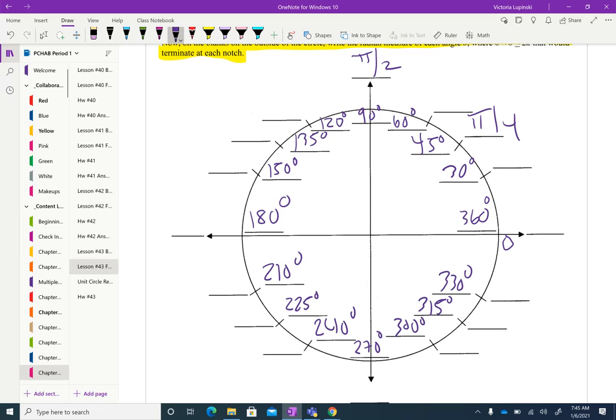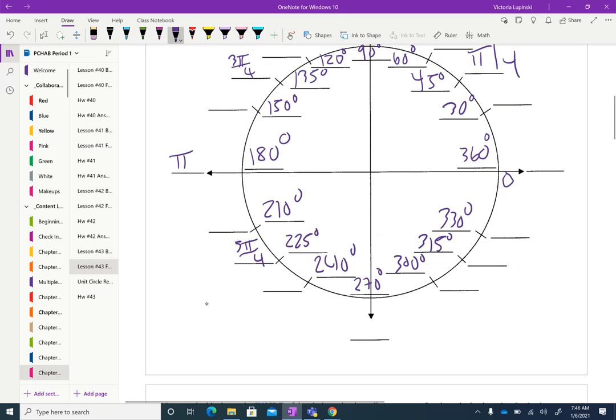If you add 45, or add pi over 4 again, remember it was 1 pi over 4, 2 pi over 4, and now 3 pi over 4. Then 4 pi over 4 would give you 180, and 4 pi over 4, of course, reduces to just be pi. Another pi over 4 would be 5 pi over 4.